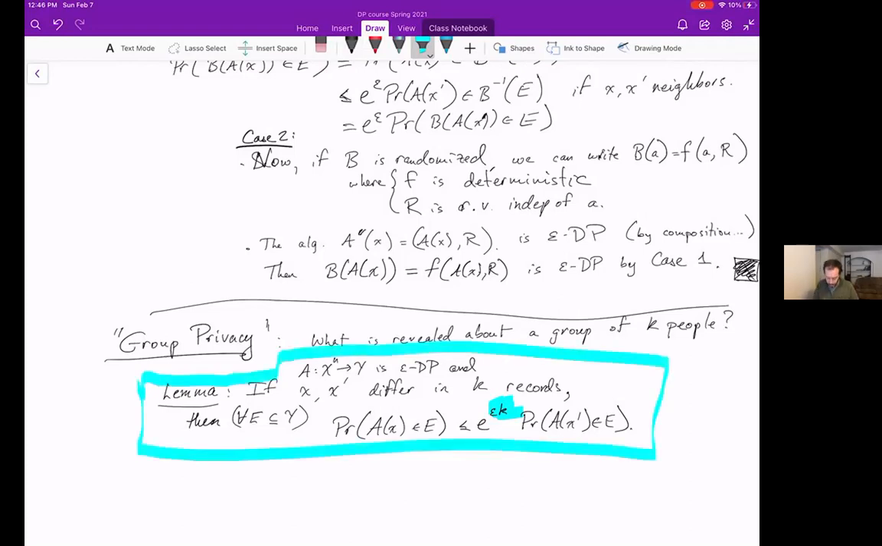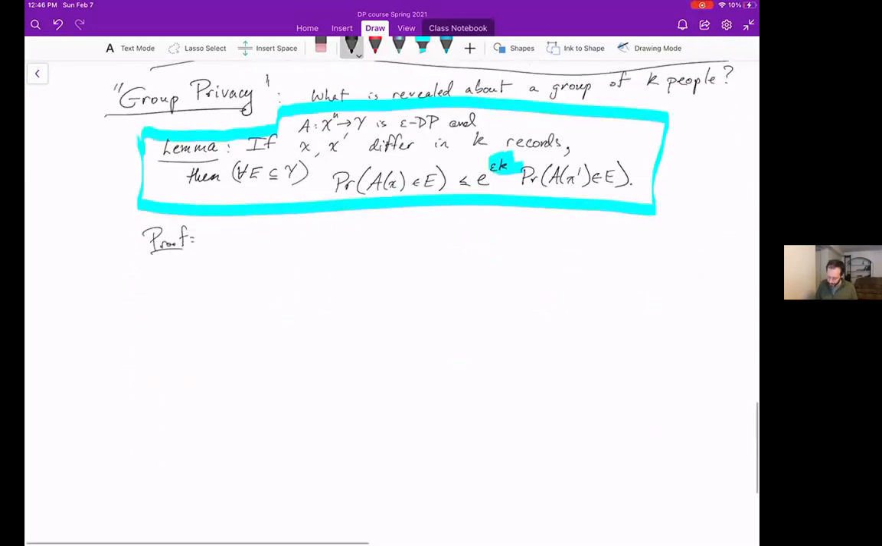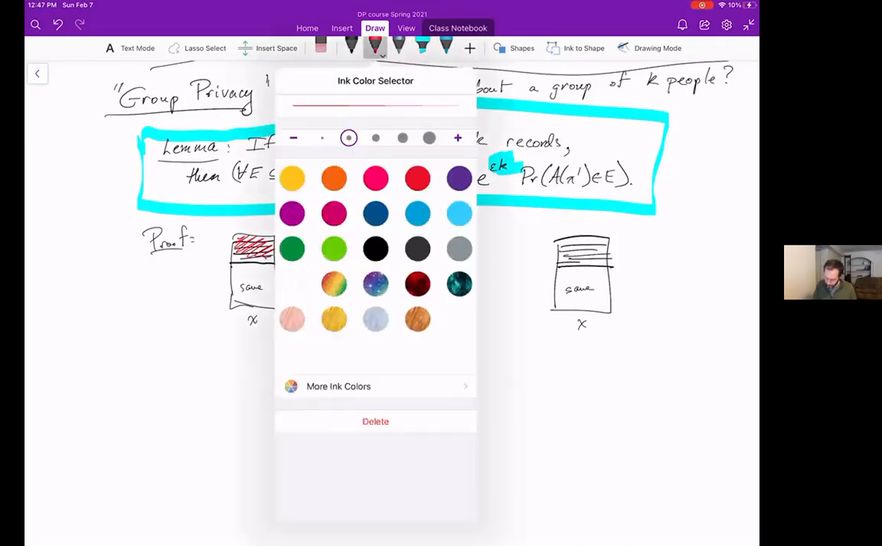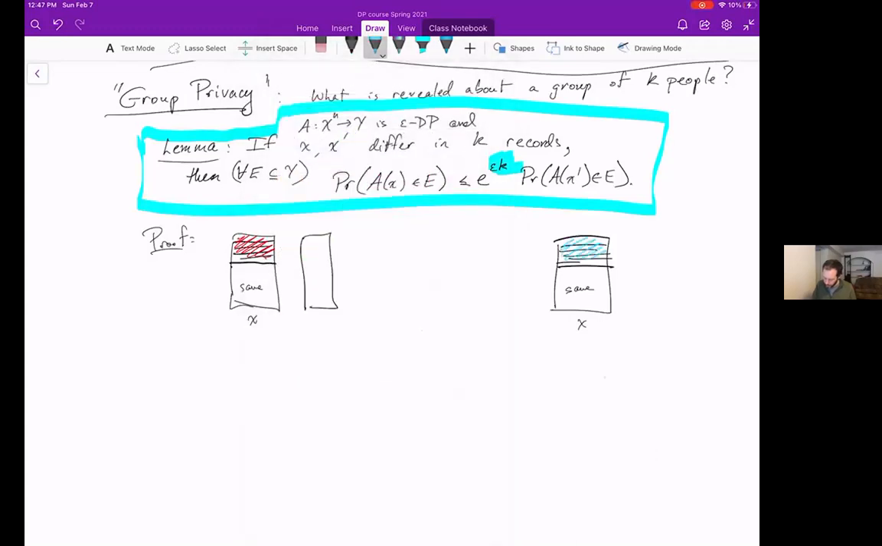Okay, let's just prove that. What's the picture you should have in mind? Here's x, here's x prime, and they agree on a bunch of records, but then there are k records where they disagree. These guys differ. So what we're going to do is imagine a chain of intermediate data sets. Maybe we'll make these the red records, and these ones over here the blue records.